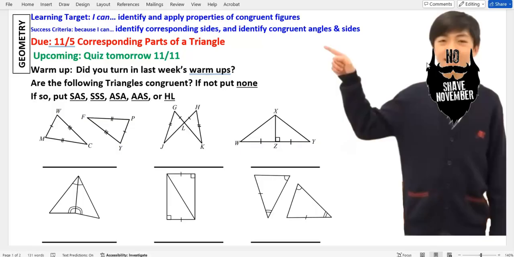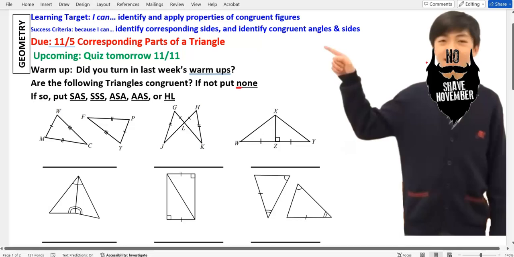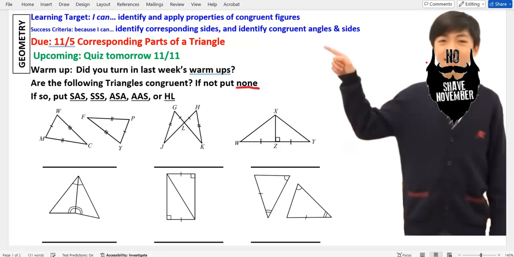Okay. Now, when you're seeing these two triangles, there are six things it could be: five theorems, or it could be none. So remember, if it doesn't work, put none, or it's one of these five. Cool.